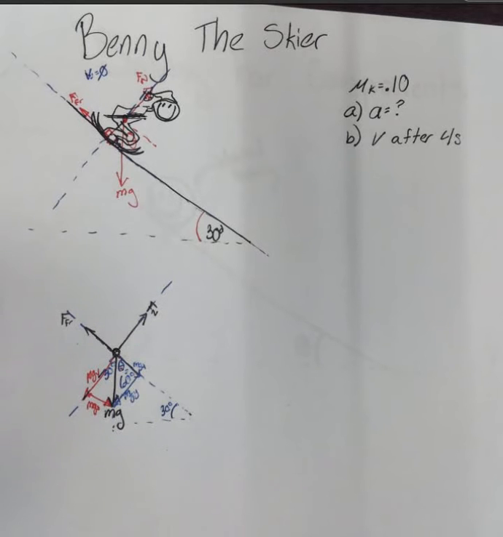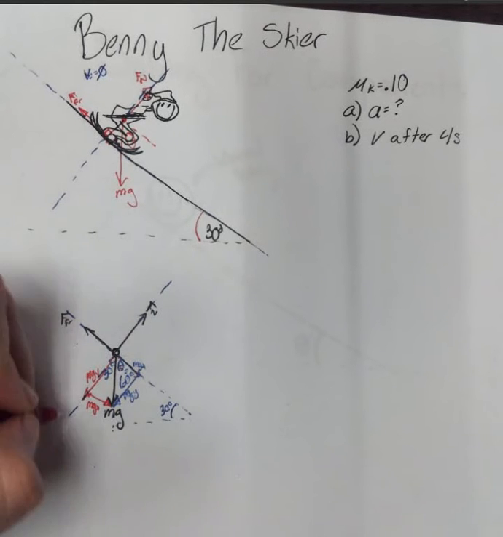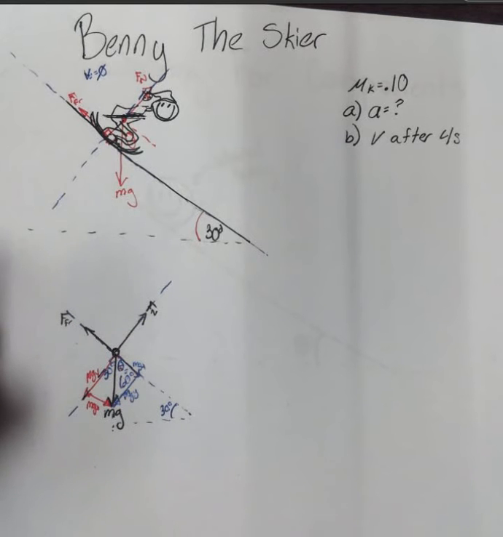So in red, if we take a look at resolving the components on this side, mgy is going to equal mg cosine of 30, and mgx is going to be equal to mg sine of 30.